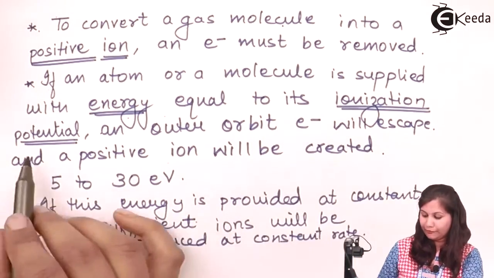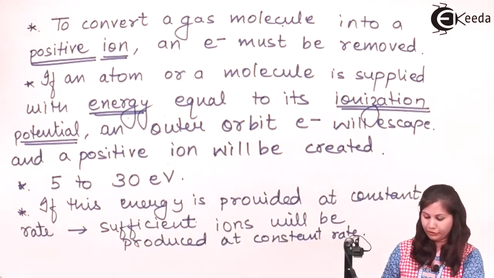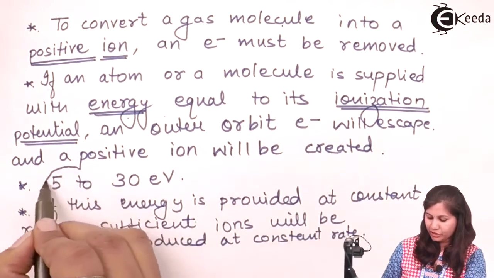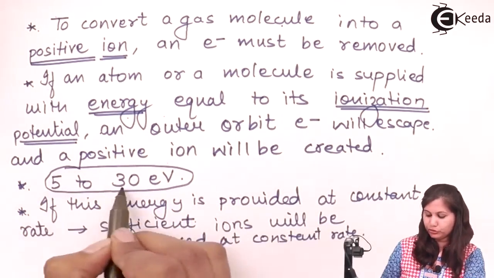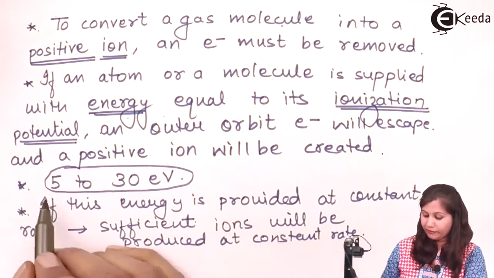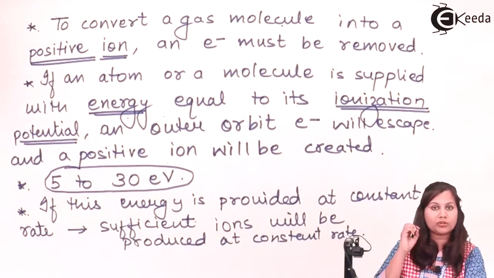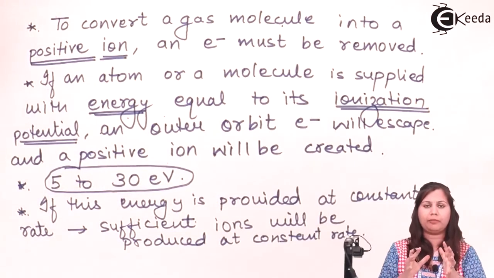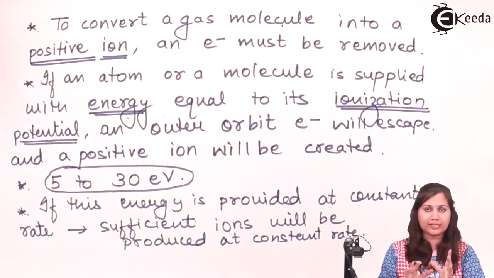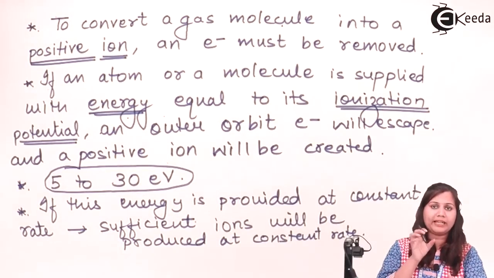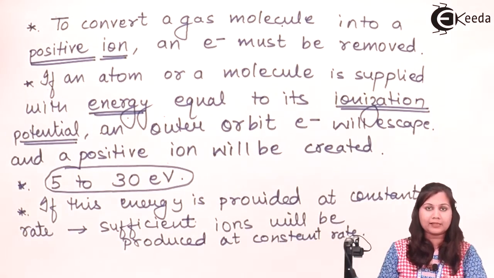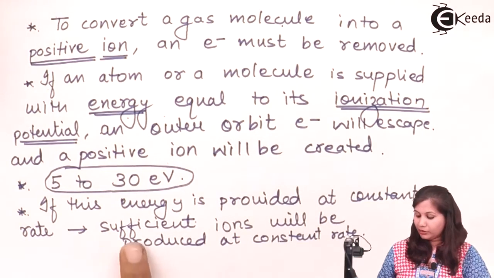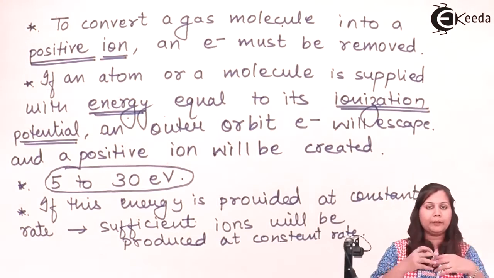Now we have to apply the ionization potential, and this energy's value is from 5 to 30 electron volt. Now if this energy is provided at a constant rate to the gas molecules, and if we have a sufficient amount of atoms or gas molecules present in an area, and we are continuously providing this much energy to the gas molecules at a constant rate, then ions will be produced at a constant rate.